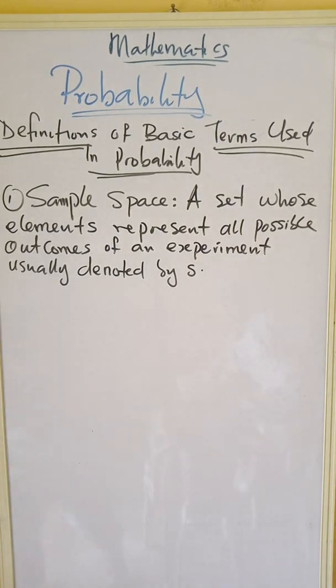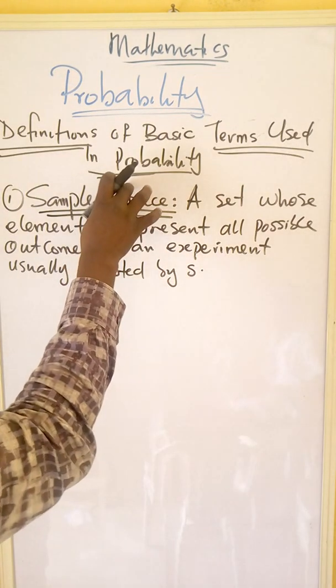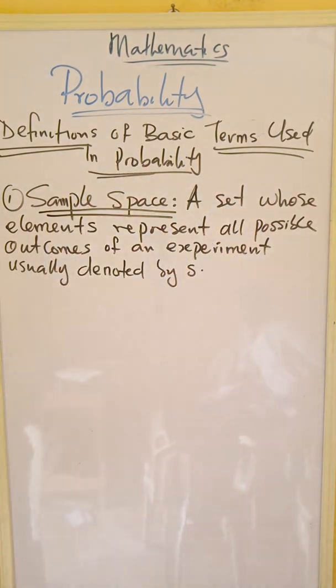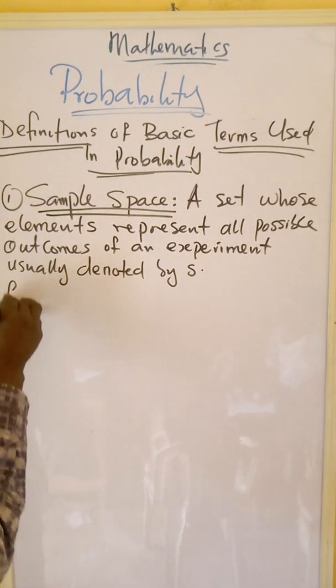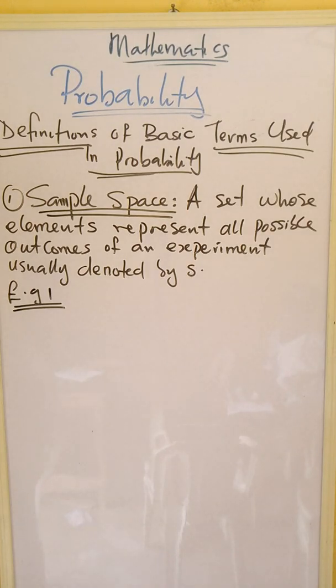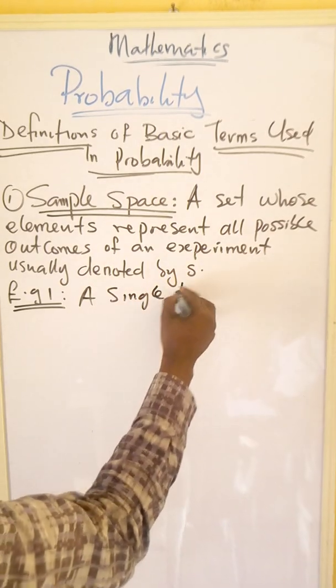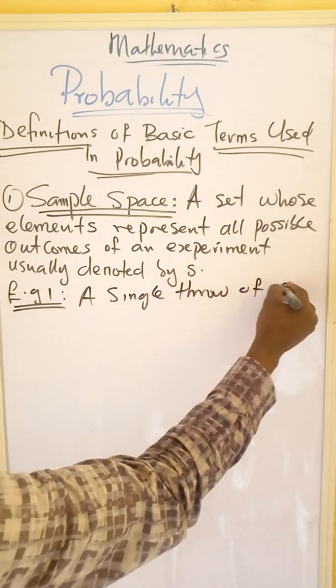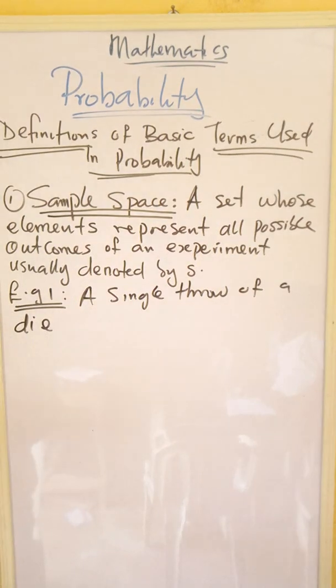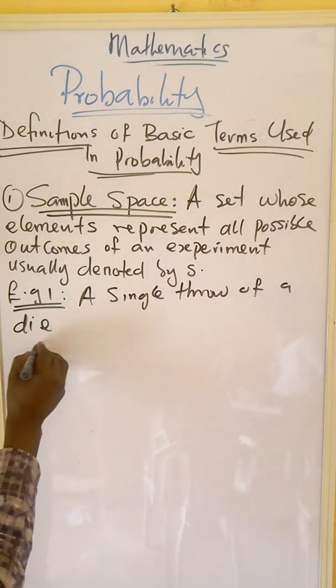So a sample space, what is the meaning of sample space? A set whose elements represent all possible outcomes of an experiment, usually denoted by S. So let's look at example, example 1. A single throw of a die. Now, this is our sample space.